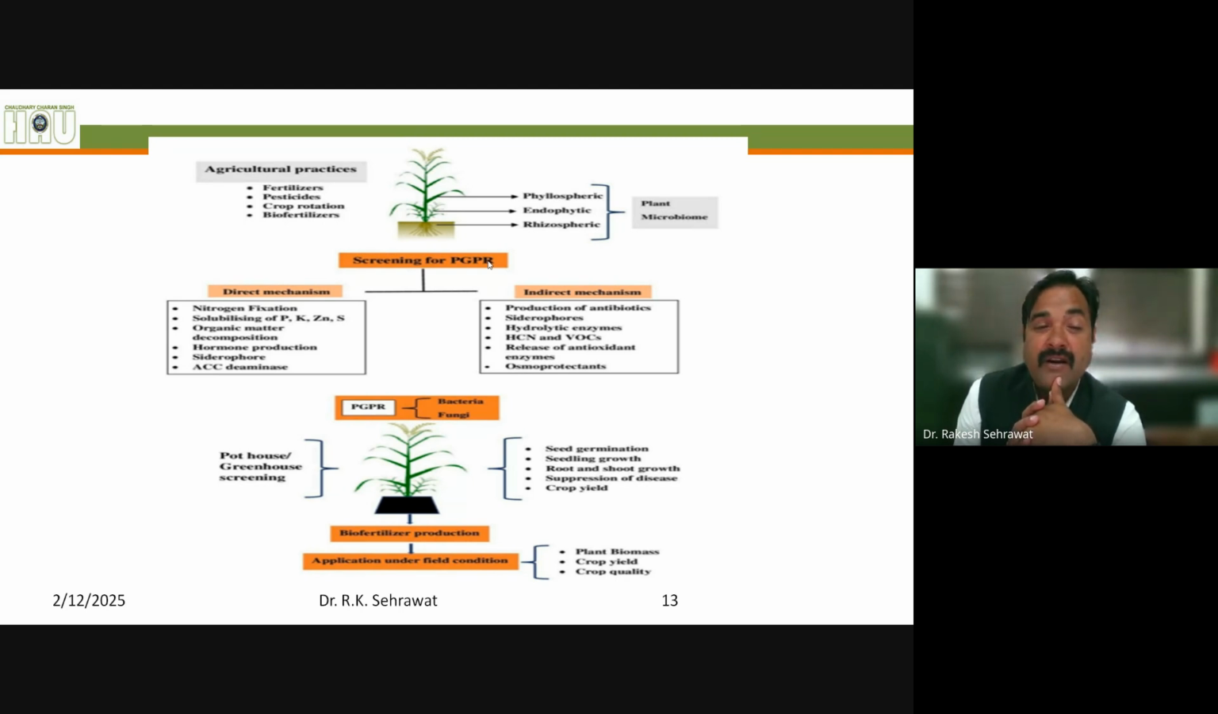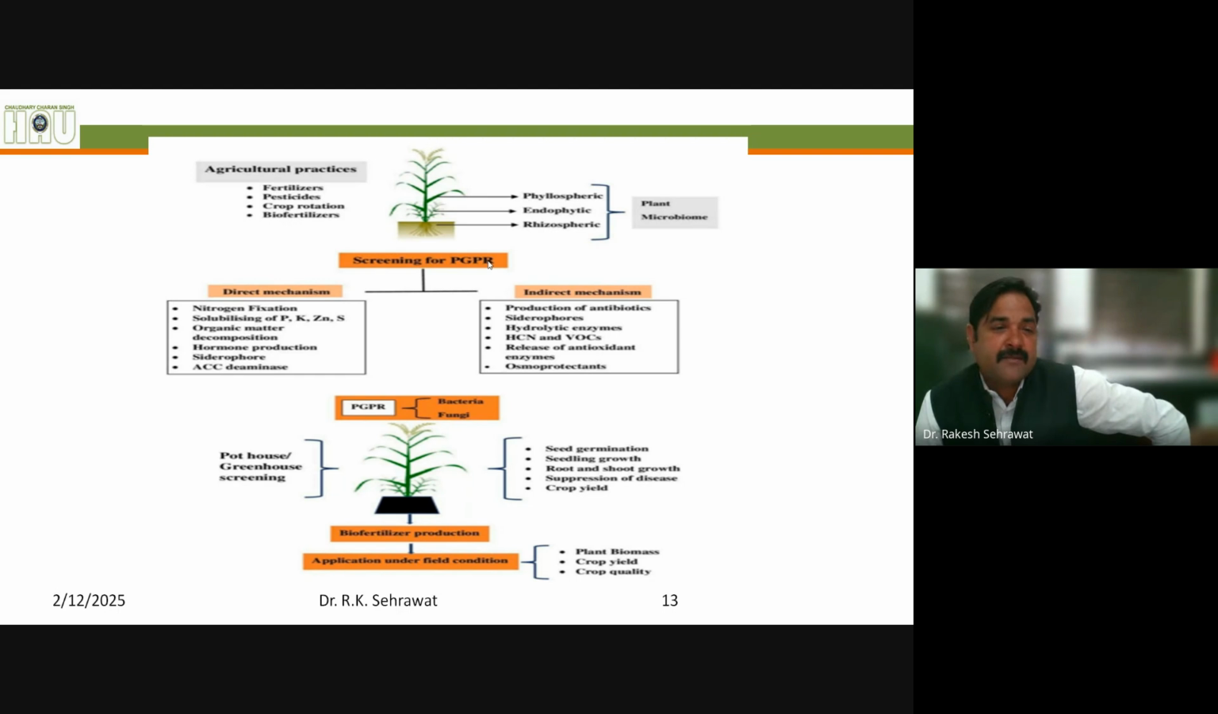Then organic matter decomposition, like we are looking for the production of some hydrolytic enzymes which trigger the decomposition of lignocellulosic material, then hormone production like IAA, gibberellic acid, then siderophore production, ACC deaminase production. The indirect mechanisms include the production of antibiotics, or you can say antimicrobial compounds, which are produced by the different plant growth promoting rhizobacteria to suppress the plant pathogens.